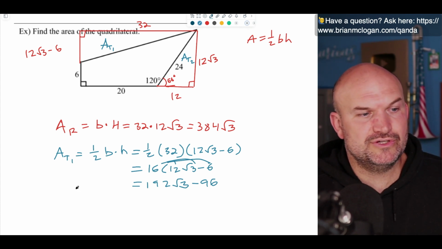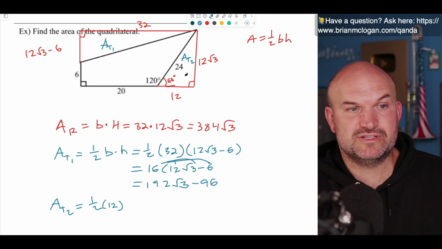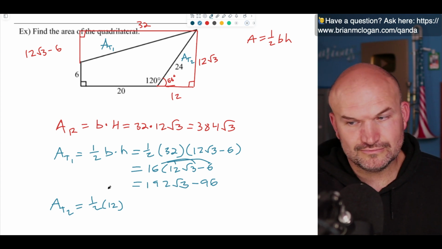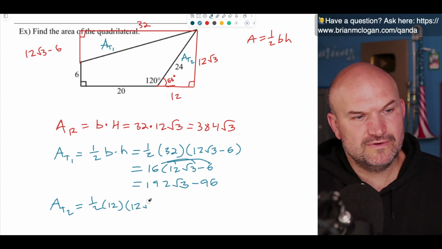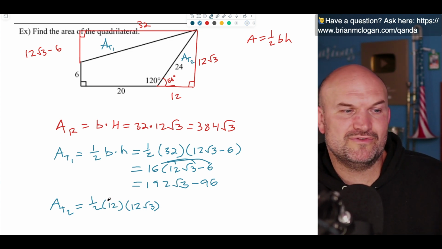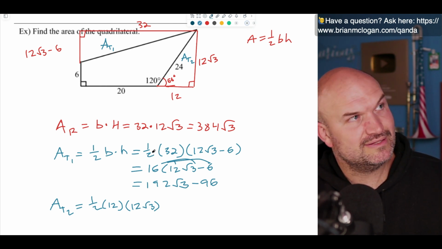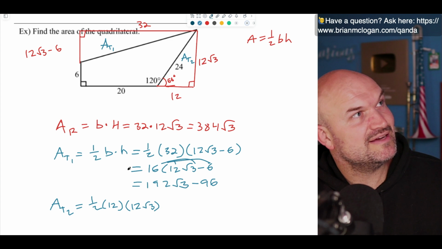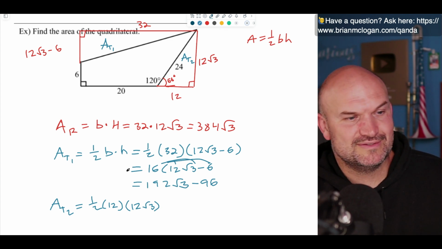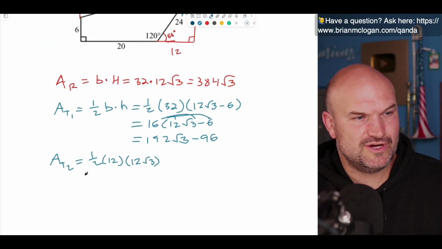Now let's do the area of triangle 2. The base of this one is 12, and the height is 12 square root of 3. I know 12 times 12 is 144, and dividing that by 2 gives 72. So that's going to be 72 times the square root of 3.